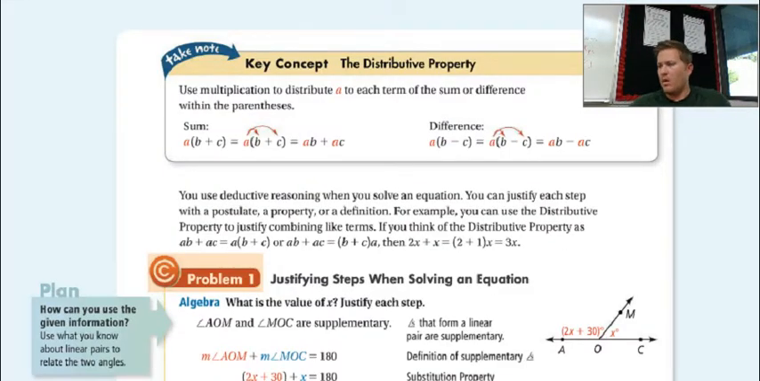And then the last property that we're going to need to know is the distributive property. So we're going to write this down. Remember distributing from algebra, where we use multiplication to distribute a number or a term to either the sum or the difference. We're multiplying the number in front of the parentheses to each of the terms inside, whether that's addition or subtraction. Okay? So those are the different properties that we have. We're going to use these properties in order to start our proofs.